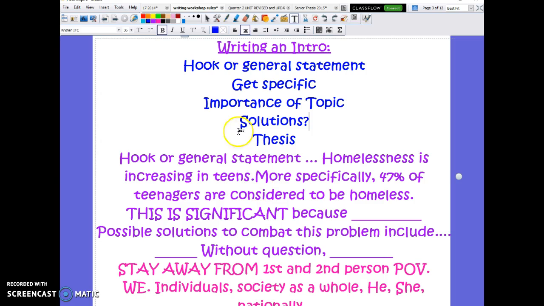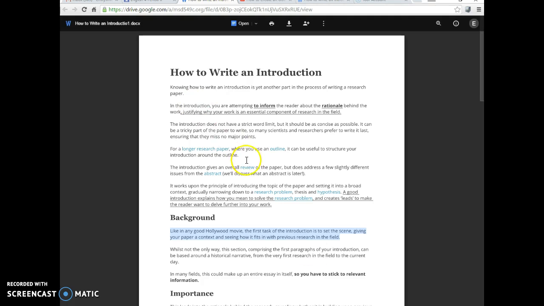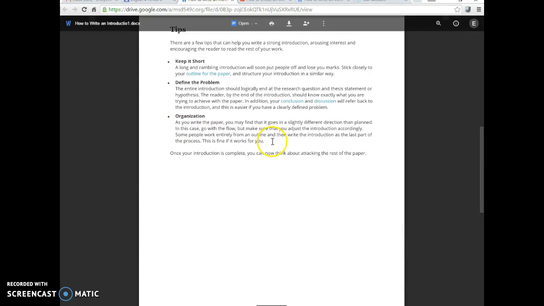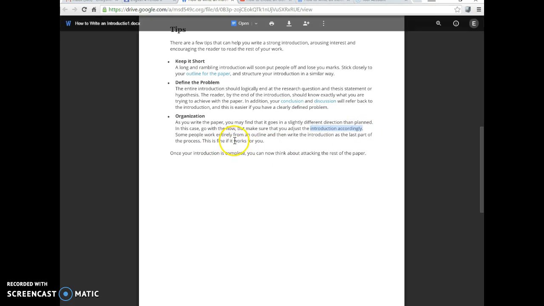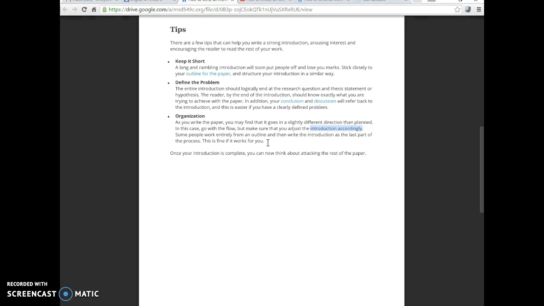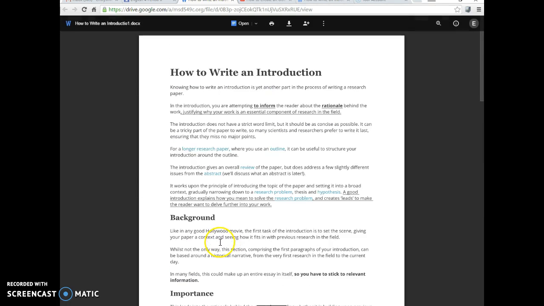And the other thing that this article really talked about here was the organization. And I wanted to just end with this. As you write the paper, you may find that it goes in a slightly different direction than planned. In this case, go with the flow, but make sure that you adjust the introduction accordingly. Same thing with your thesis. Some people work entirely from an outline and then write the introduction as the last part of this process. This is fine if it works for you, but I would appreciate if you start somewhere and then you go back and adapt as you write. Okay, so that's kind of the mini lesson for intro.